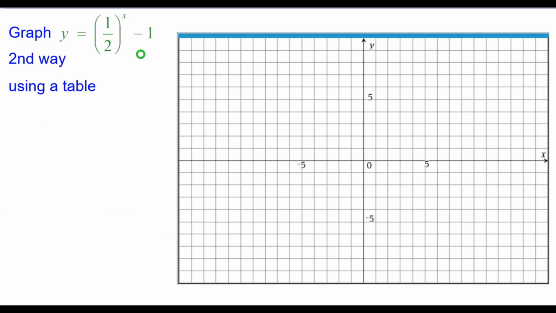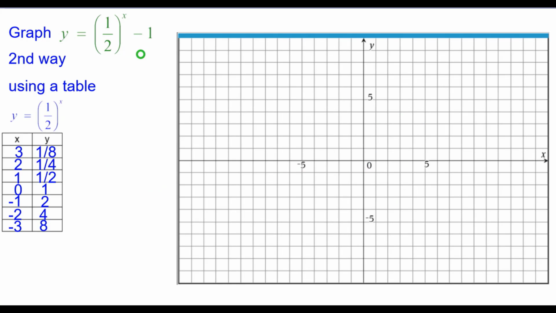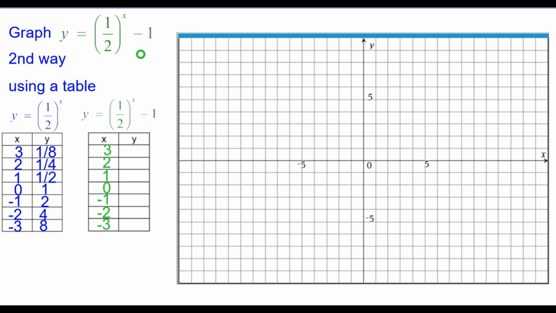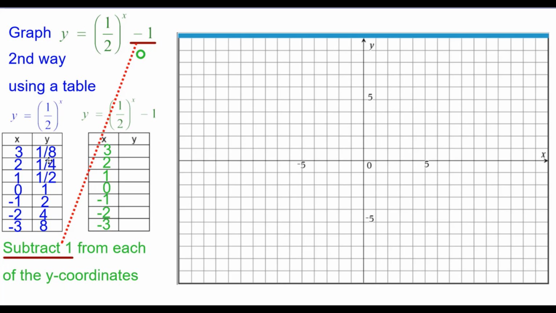A second way would be using a table. So we'll start with these 7 points from y equals 1/2 to the x power. So we're going to subtract 1 from each of the y coordinates, because that's what it says to do in the equation. So when I take 1/8 minus 1, I'm going to have to think of that 1 as 8/8. So 1/8 minus 8/8 would be -7/8. And so I'll plot the point (3, -7/8).